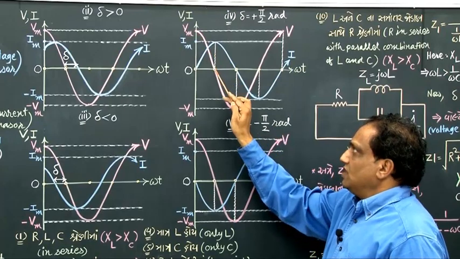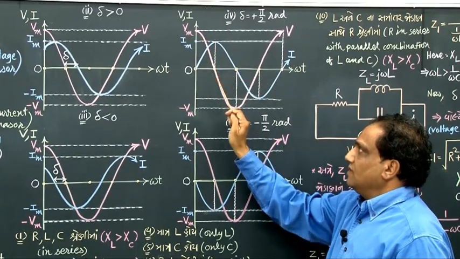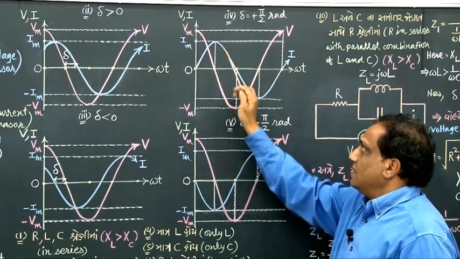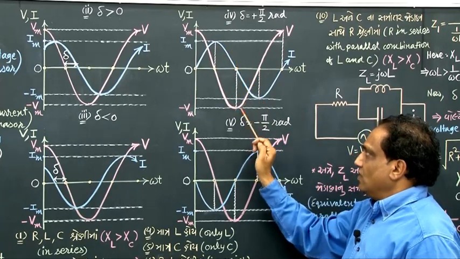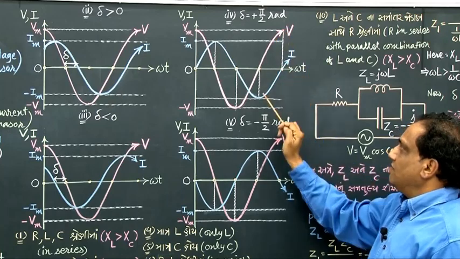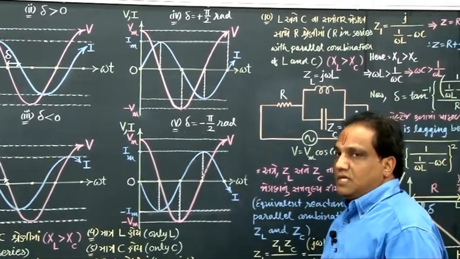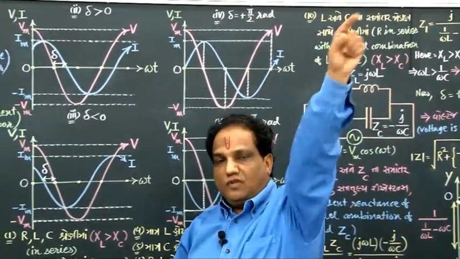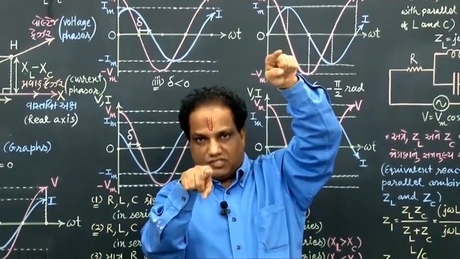When voltage becomes 0, current becomes maximum. When voltage becomes maximum, current becomes 0. When voltage becomes 0, current becomes maximum. When voltage becomes maximum, current becomes 0. Look, when voltage is maximum, current is 0.